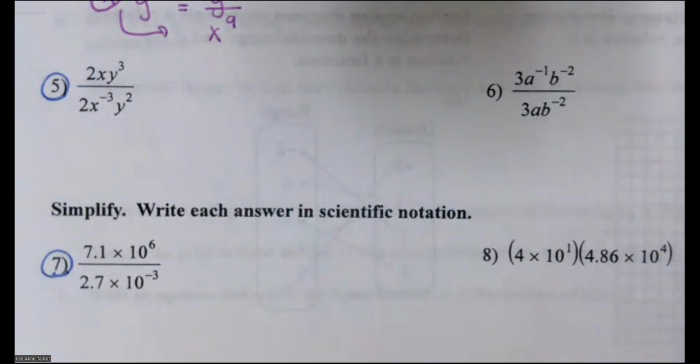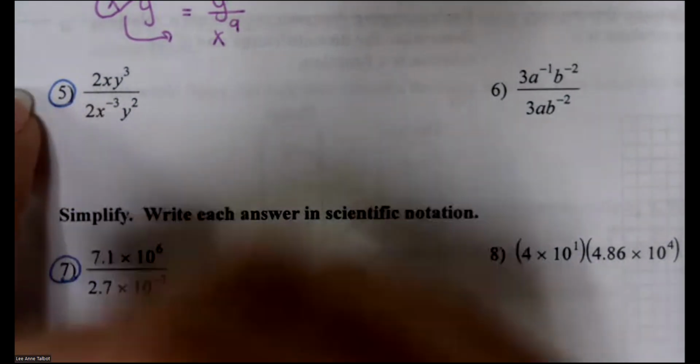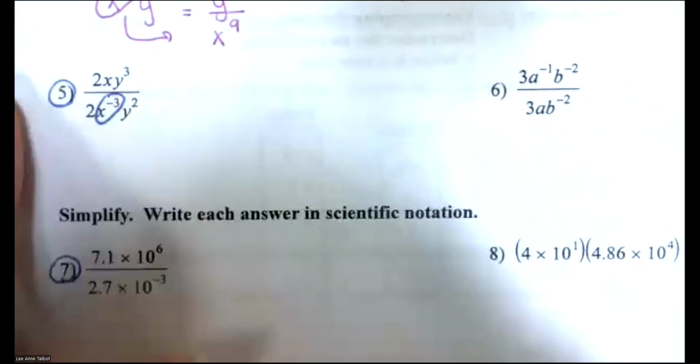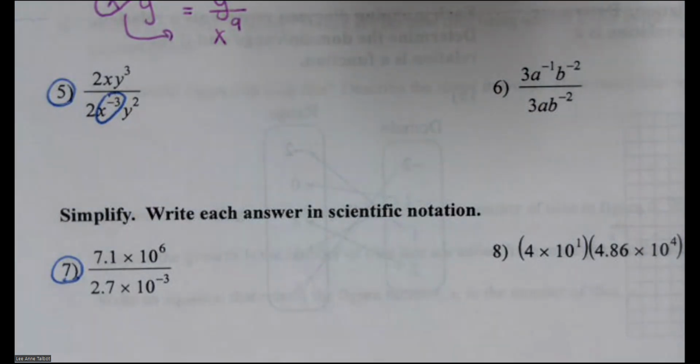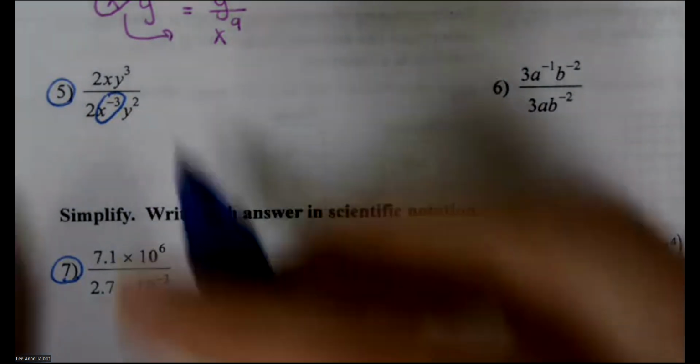division style exponent problem. The first thing I'm going to do is use the reciprocal. So I'm going to circle that one. That one's the only one that has a negative exponent. So that's the only one I'm going to have to move.